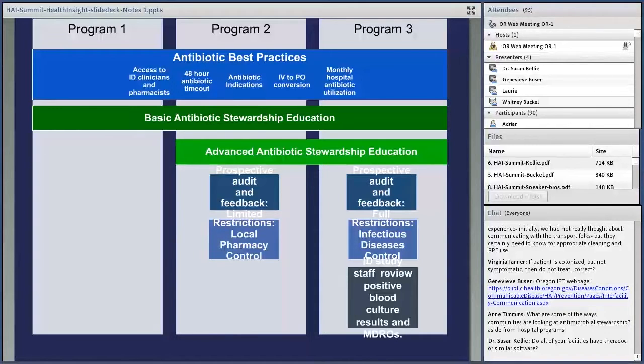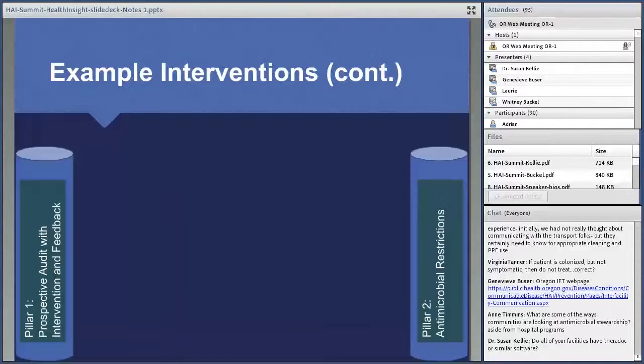I'll just go a little bit into detail about the 2 different pillars. Pillar one being prospective audit with intervention and feedback. This is basically saying that you can use whatever antibiotic you want to use up front, but at that 48-hour point that the CDC recommends, we're going to ask that you try to figure out a way to de-escalate.